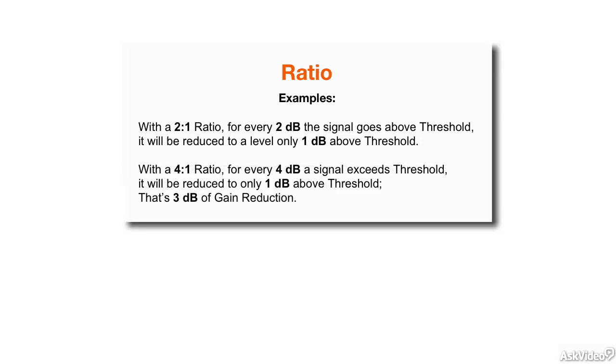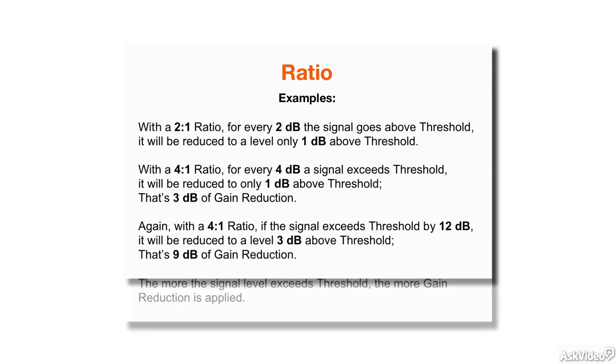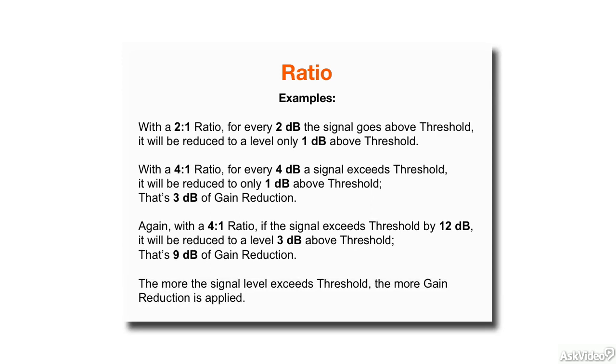A 4:1 ratio would mean that for every 4 dB a signal exceeds threshold, it would be reduced to only 1 dB above threshold. That's 3 dB of gain reduction. So again, still with a 4:1 ratio, if the signal exceeds threshold by 12 dB, it would be reduced to a level 3 dB above threshold. That's 9 dB of gain reduction. As you can see, at any ratio, the more the signal level exceeds threshold, the more gain reduction is applied.